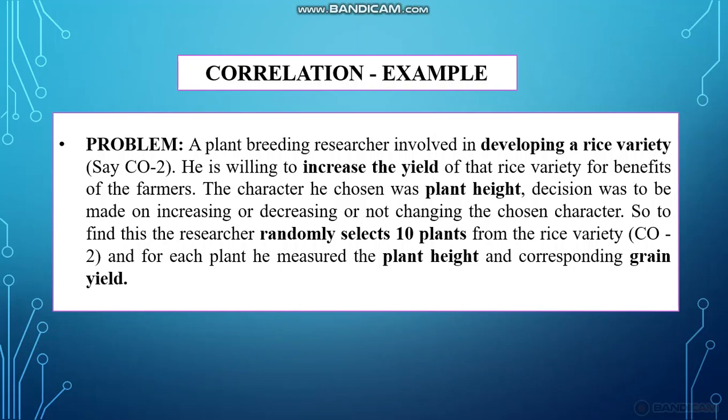be no change. For this, the researcher randomly selects 10 plants from the rice variety, and for each plant he measures the plant height and the corresponding grain yield.